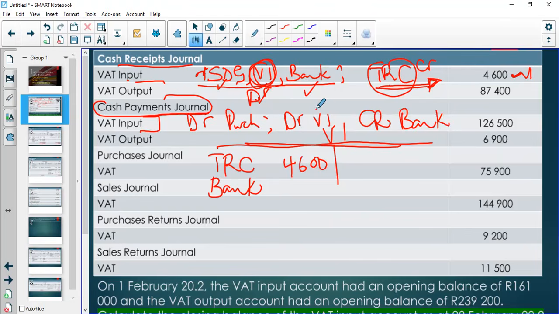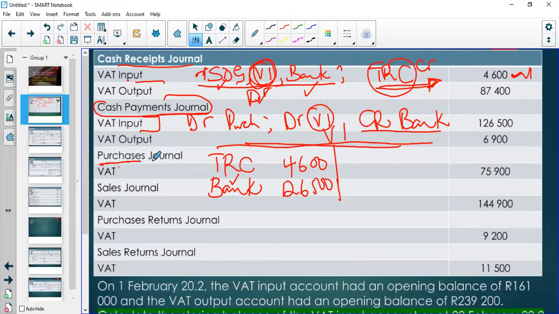So when we record this in the VAT input account, we reference the other leg of the transaction. The double entry is that we debited VAT input, we credited bank. So 126,500 will come here as bank. That is to say, this is the account that was credited.